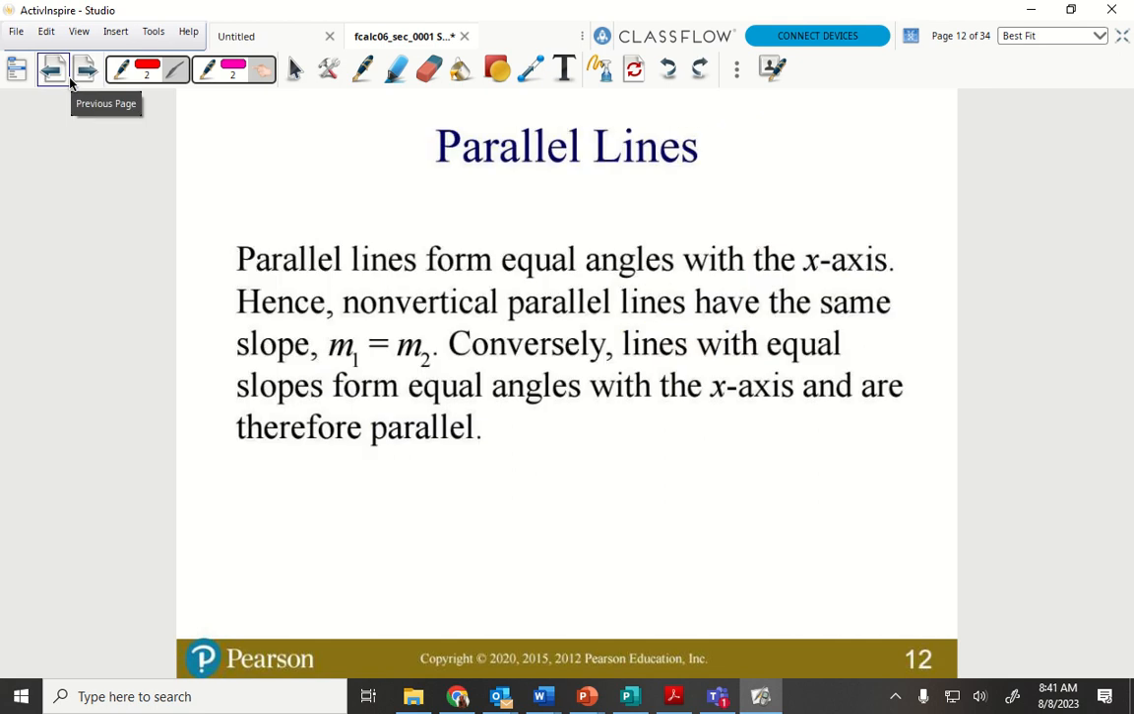Parallel lines, same slope. That's important. Parallel lines have the same slope. But they have to have different intercepts. Because if they have the same slope and same intercept, it's just the same line. So that would mean that they intercept or they touch each other at all real points. Every single point they're touching each other.